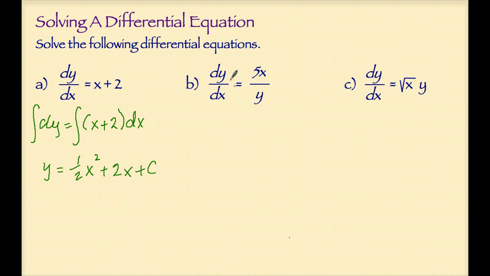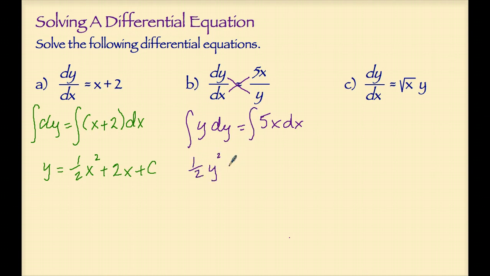In our second example, we'll cross-multiply. This will place y with its differential dy and 5x with its differential dx, resulting in this equation, y dy is equal to 5x dx. Now that the variables are separated, we can integrate each side of the equation. This results in 1/2 y squared equals 5/2 x squared plus c.